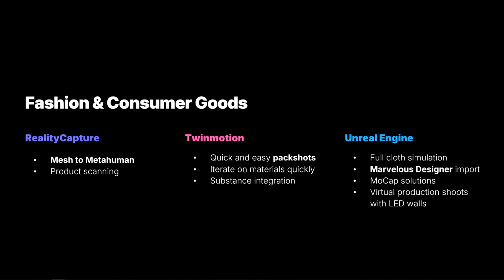Twinmotion is great for easy pack shots, so you can have basically a template project for all the different camera angles and lighting and environments, and then just quickly render out all of your standard product imaging. It also has a Substance integration, and we can show you this down at the booth. So any Substance material files, you can get access to all the parameters and quickly iterate on different material designs.